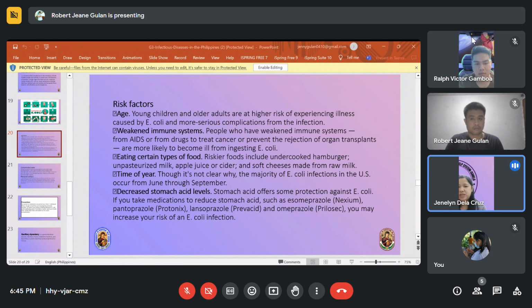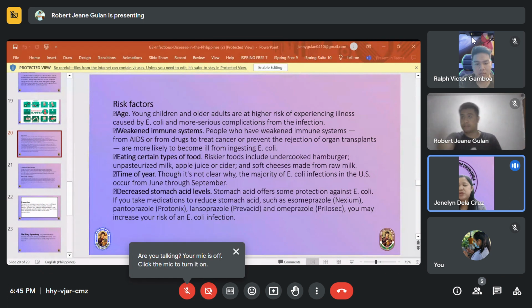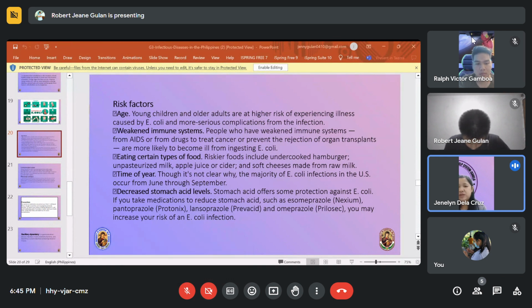Decreased stomach acid levels. Stomach acid offers some protection against E. coli. If you take medication to reduce stomach acid, such as esomeprazole, pantoprazole, lansoprazole, and omeprazole, you increase your risk of an E. coli infection. Yes. Next.